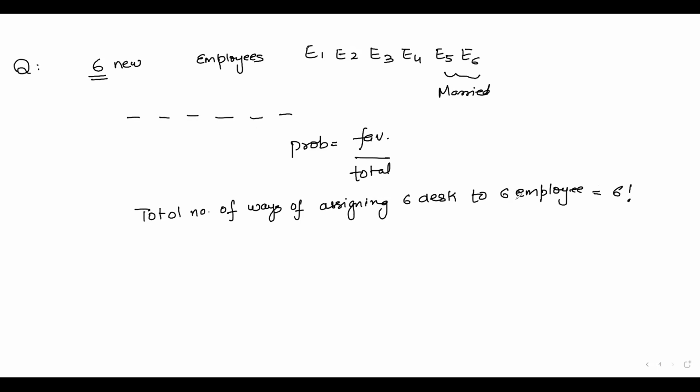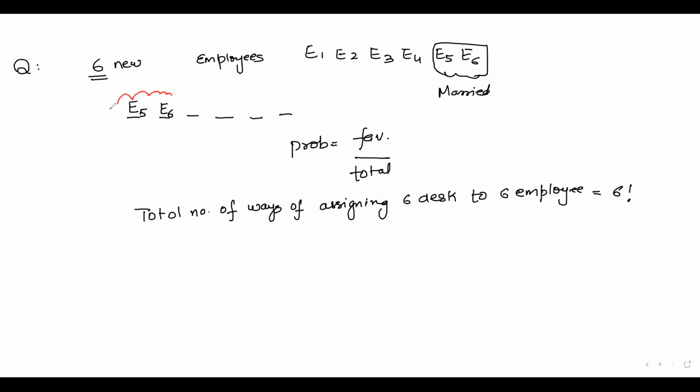Yes, sir. Now they are asking what is the probability that the married couple will have non-adjacent disks. We will do the opposite. First, we will find the probability that the married couple will have adjacent disks, and then we will subtract it. That means wherever E5 sits, for example here, E6 will sit next to it.